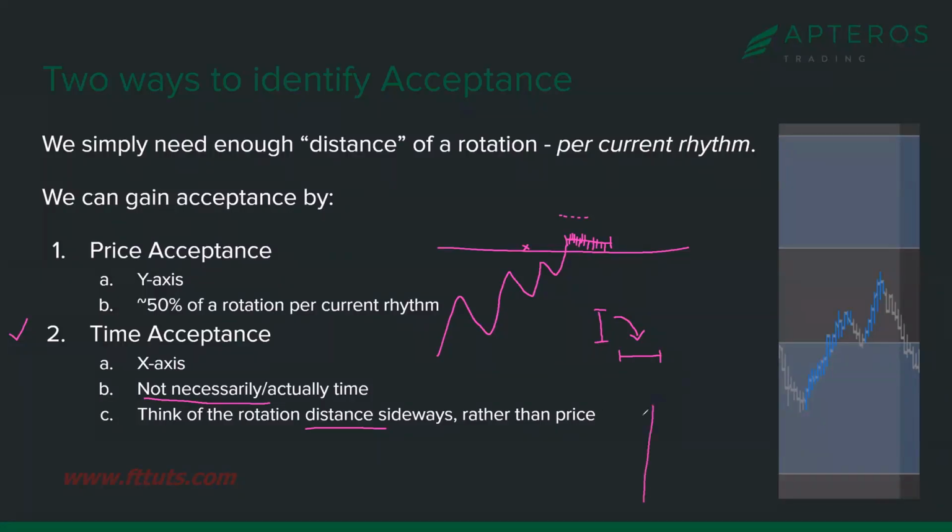Distance can be this direction, distance can be this direction, or a combination. But we measure from the start to the end, like you had a measuring tape almost, no matter which direction it goes. And so that's how we get a time acceptance hold. When we have acceptance above a level, we're bullish against the level. When we have acceptance below a level, we're bearish against the level. The area, not the line, right?